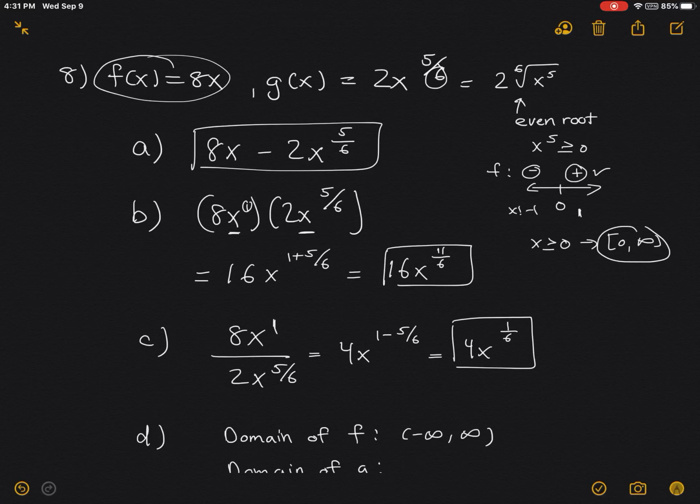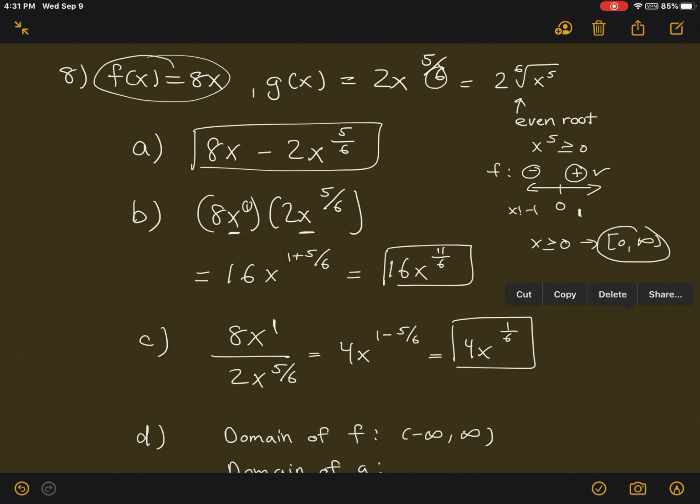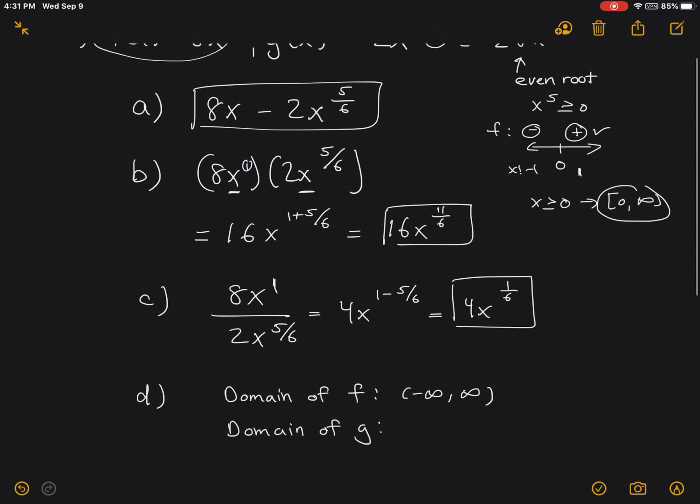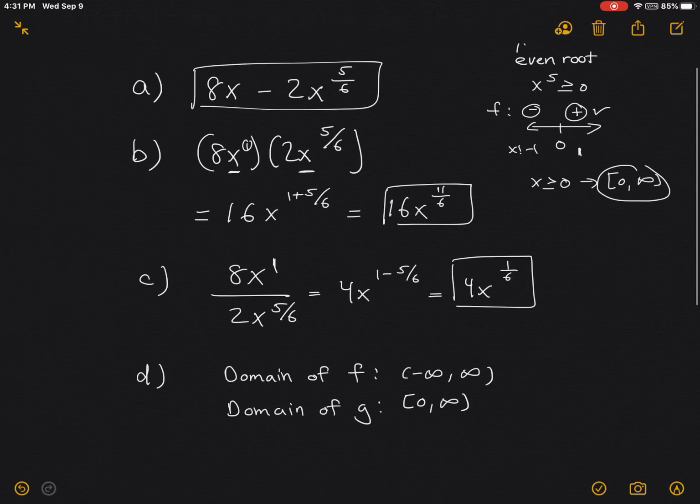So again, you have a 6th root function. I had a polynomial inequality. I tested on the number line. I got the x-intercepts, and this is the region: x is greater than or equal to 0, or 0 to infinity. So this will be the domain of g.